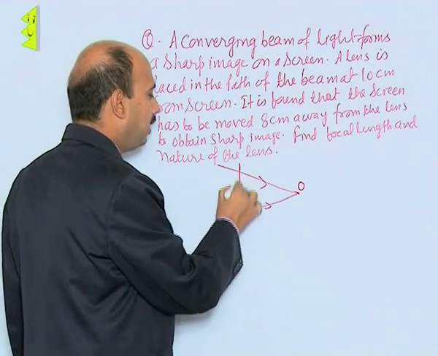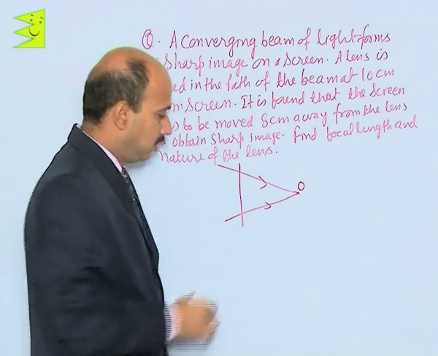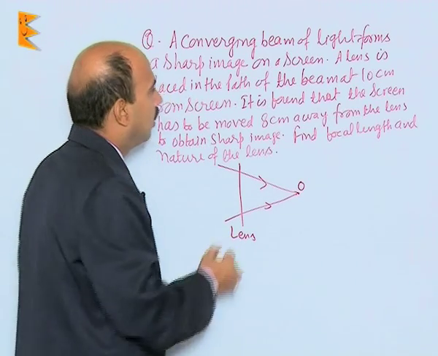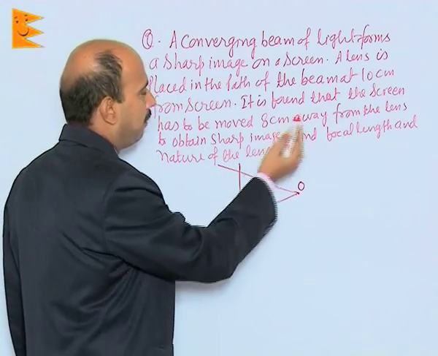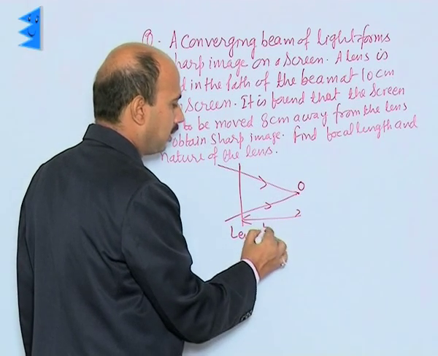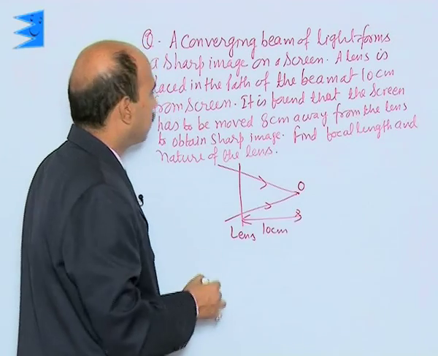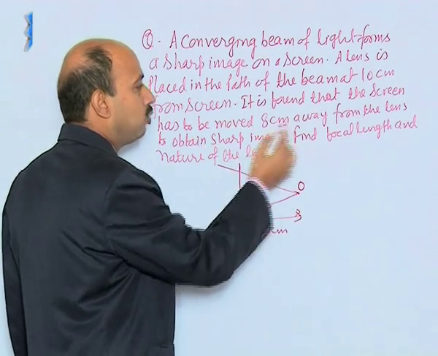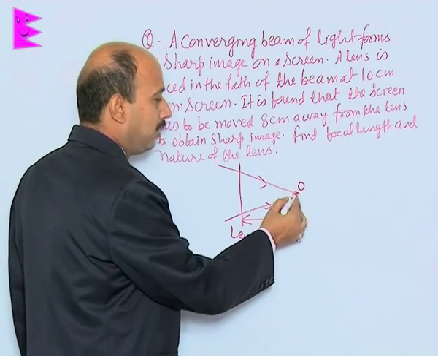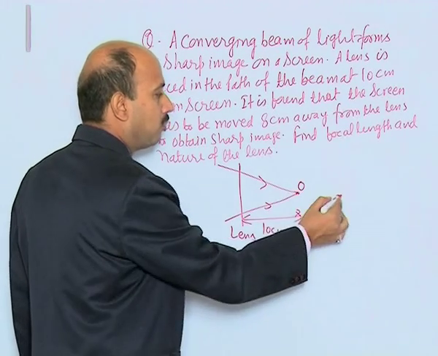Suppose you place any lens over here, this I have taken as a line for the lens because we do not know what is the nature of the lens. So, a lens is placed in the path of the beam at 10 centimeter from the lens, this distance is here 10 centimeter. Now, the screen has to be moved 8 centimeter away from the lens to get the sharp image. Now, the image which was initially here, now it is formed somewhere here.